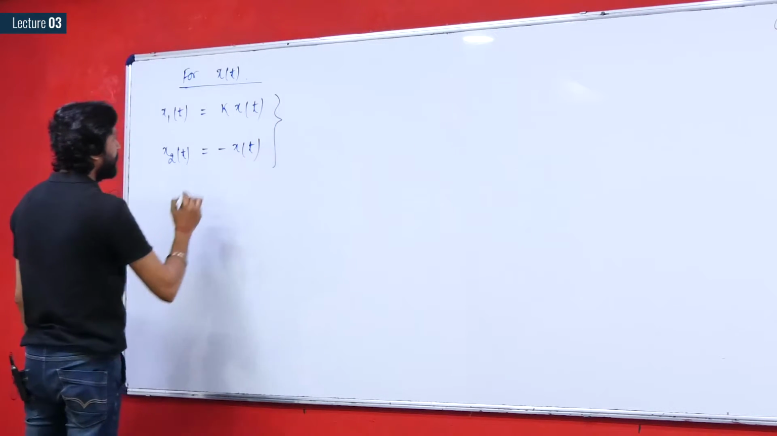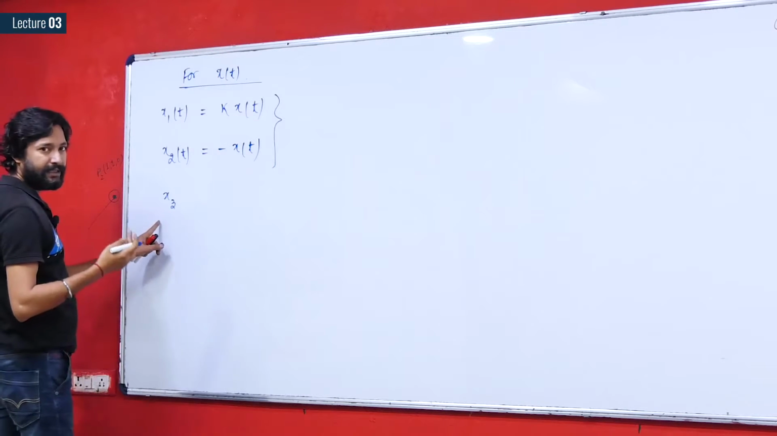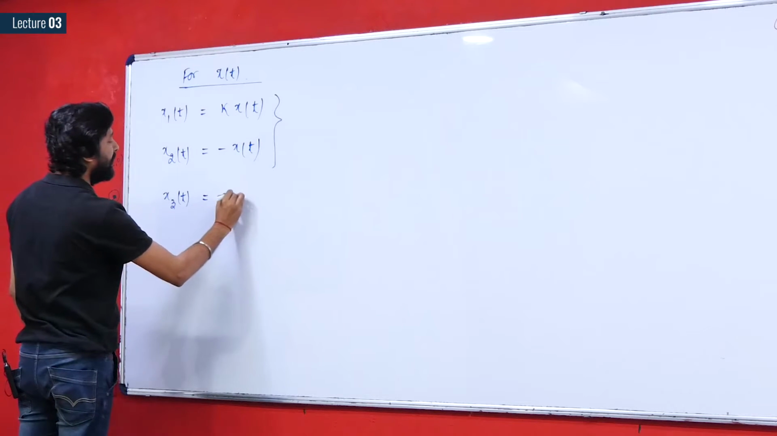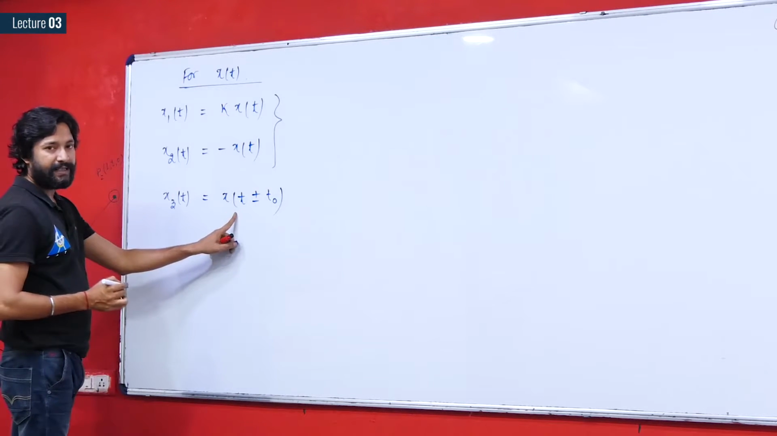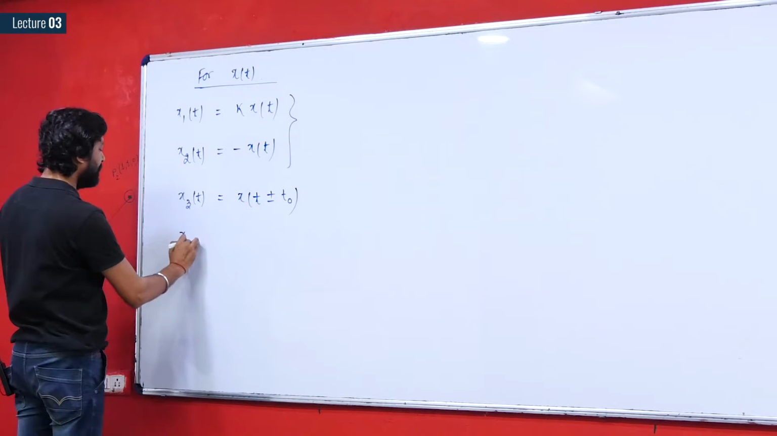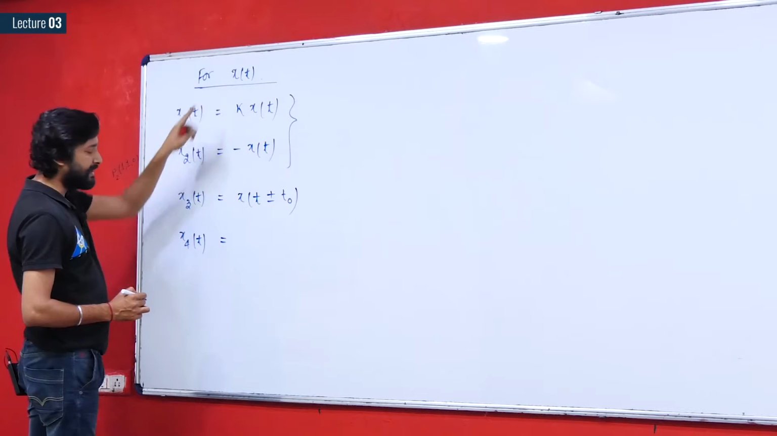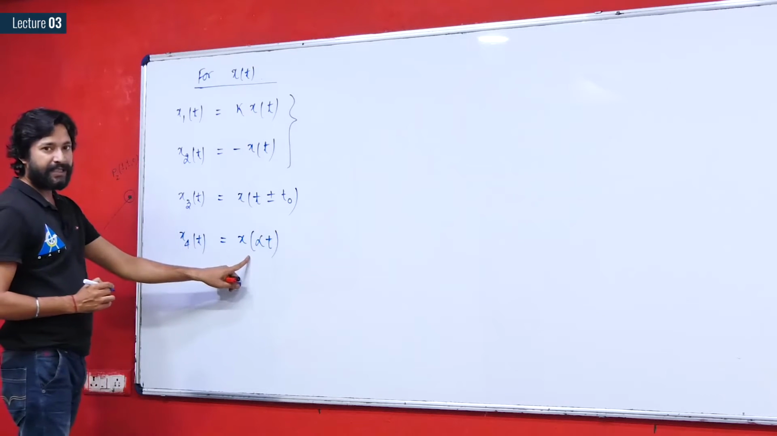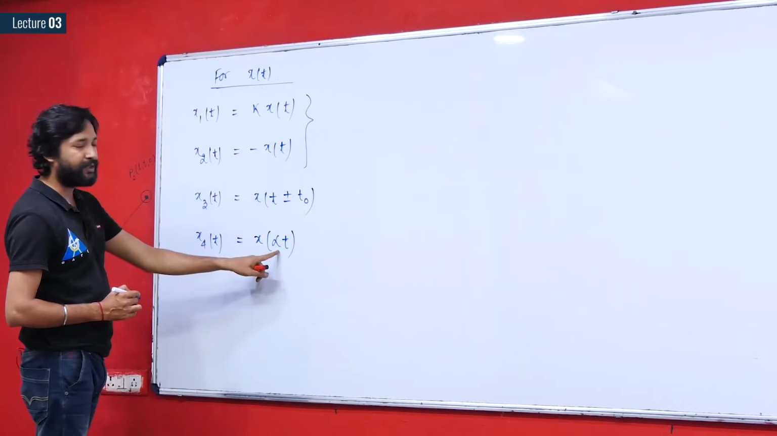Now we are going to discuss x3 of t. For this signal x of t, we have to find another signal x3 of t, which is related to x of t as x of t plus or minus t naught. This operation will be termed as time shifting operation. The next operation is x4 of t. If you have to find a signal that is x of alpha t, then you name it as time scaling operation, and x4 of t is equal to x of alpha t.